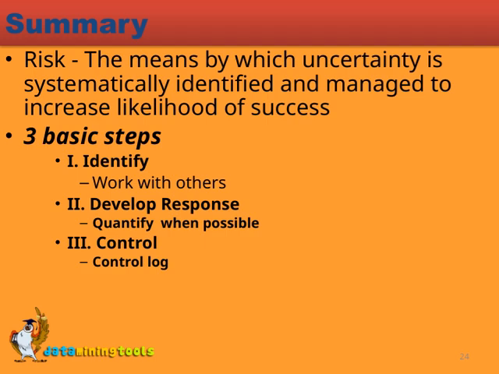Finally, we have control. This involves implementing controls and monitoring them over time. Maintaining a control log is a practical way to keep track of risks and our responses, ensuring we're staying on top of emerging issues and adjusting as needed. By following these 3 steps, identify, develop response, and control, we embed risk management into our overall project strategy, making us more resilient and better prepared to achieve our goals.